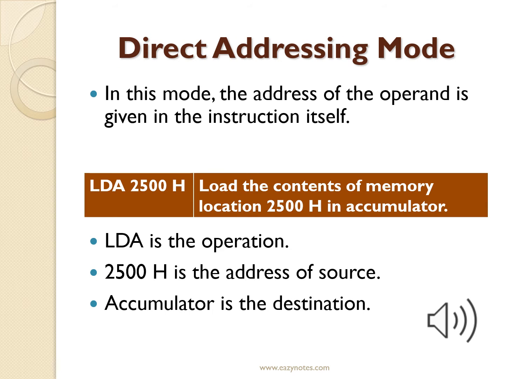Direct addressing mode. In direct addressing mode, the data to be operated is available inside a memory location, and that memory location is directly specified as an operand. That is, the operand is directly available in the instruction itself. In this mode, the address of the operand is given in the instruction itself. Example, LDA 2500H, load the contents of memory location 2500H in accumulator. Here, LDA is the operation, 2500H is the address of source, accumulator is the destination.